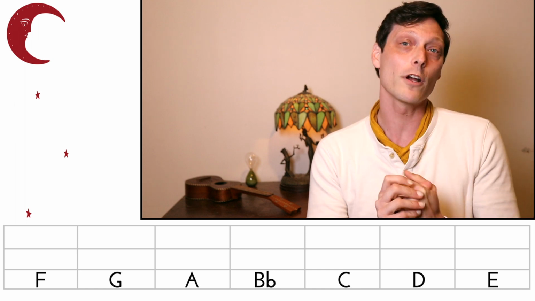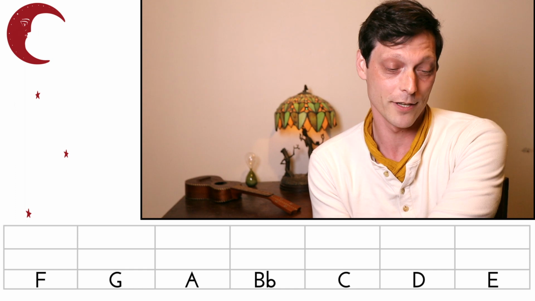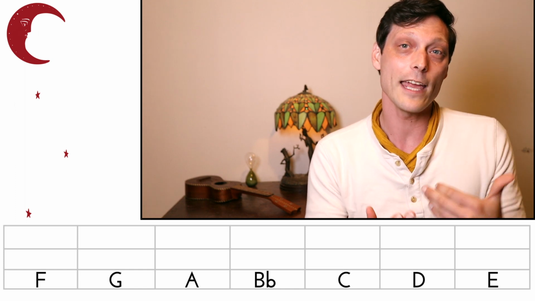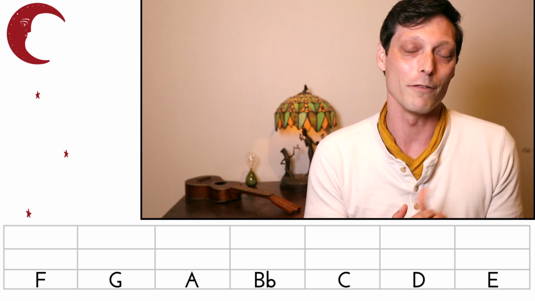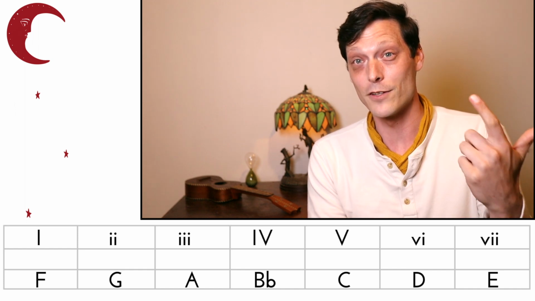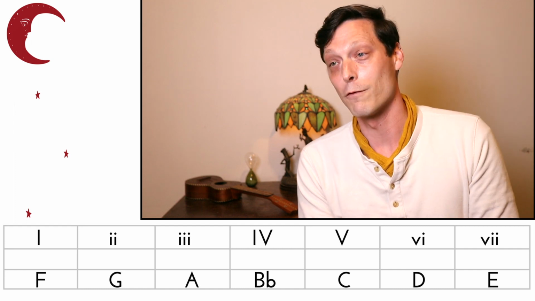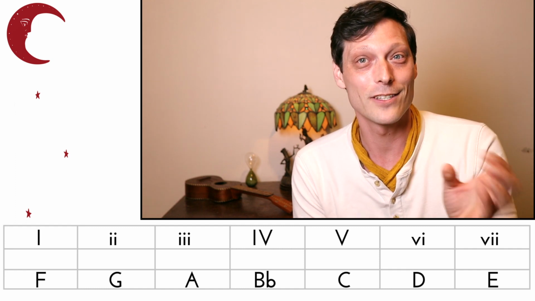And then after that, what we're going to do is prescribe Roman numerals or numbers to this so that we can see the relationship between all of these chords. So our F chord would be the 1 chord. Our G chord would be the 2 chord. The A chord would be the 3 chord, and so on and so forth. We only have 7 of them.